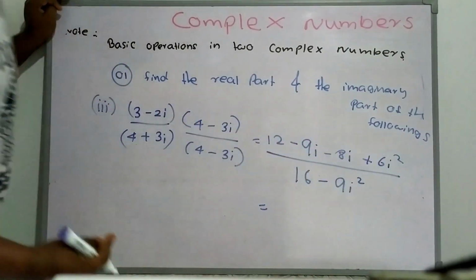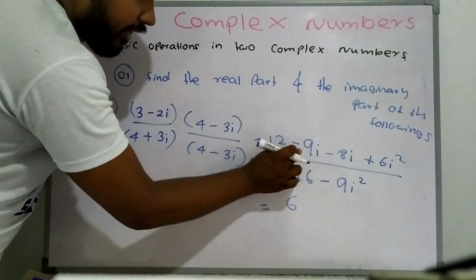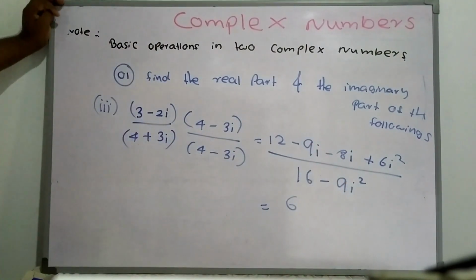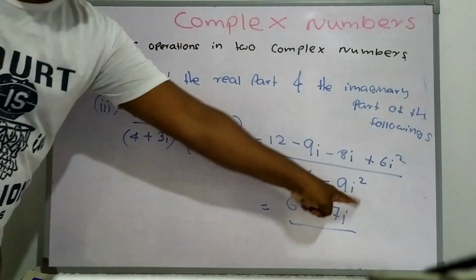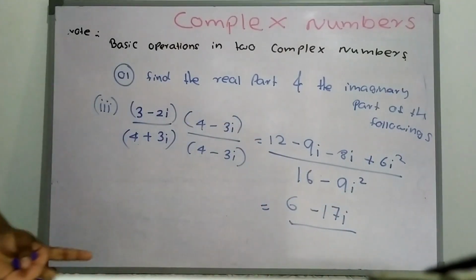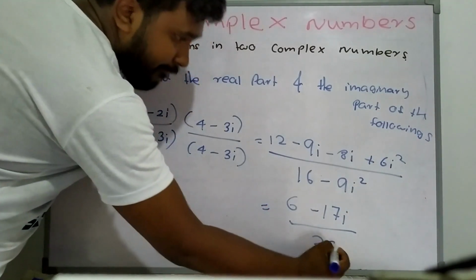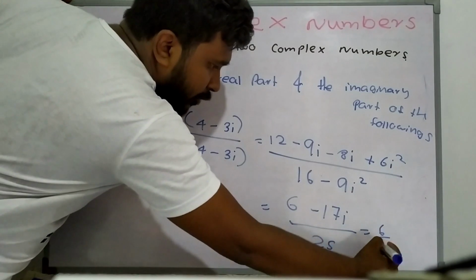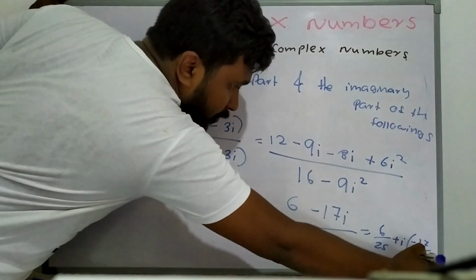i squared means minus 1. 12 minus 6 is 6. Minus 9 minus 8 is minus 17, so minus 17i. Divided by i squared means minus 1, so minus times minus is plus 9, 16 plus 9. It's 25. So it's 6 over 25 plus i times minus 17 over 25.